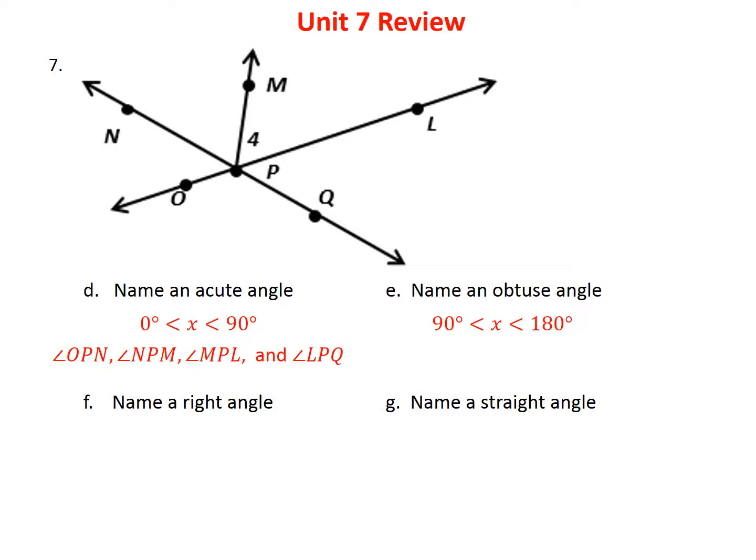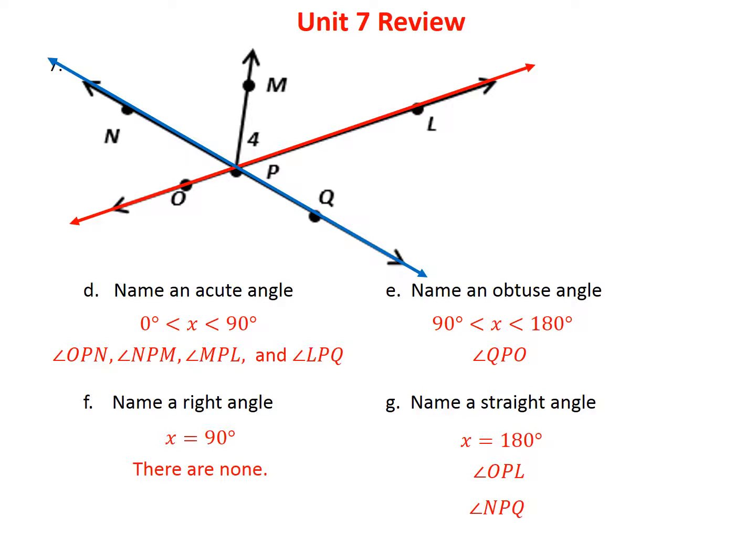The obtuse angle is an angle greater than 90 degrees but less than a straight angle, 180, and there's one of those at the bottom, QPO. Then it asks for a right angle, which equals 90 degrees, and if you look at the diagram, there are no right angles. So there's none in this particular diagram. And finally, a straight angle is simply a straight line. Notice there's a straight line here, which is OPL, but there's also a straight line there, which is NPQ. And so those are our straight angles, our acute angles, obtuse, and right angle.